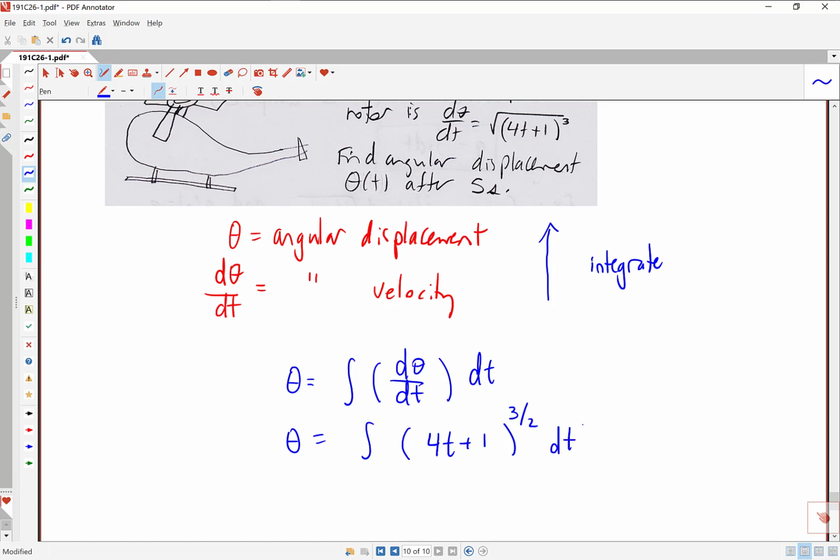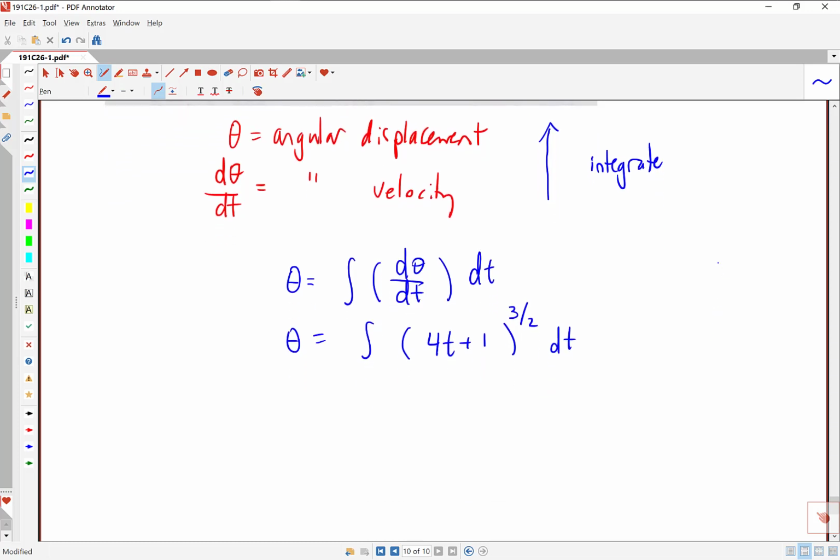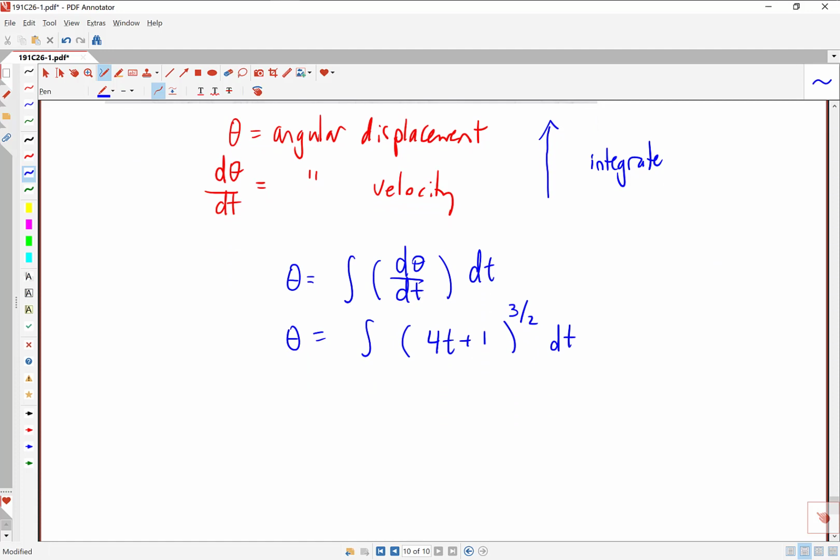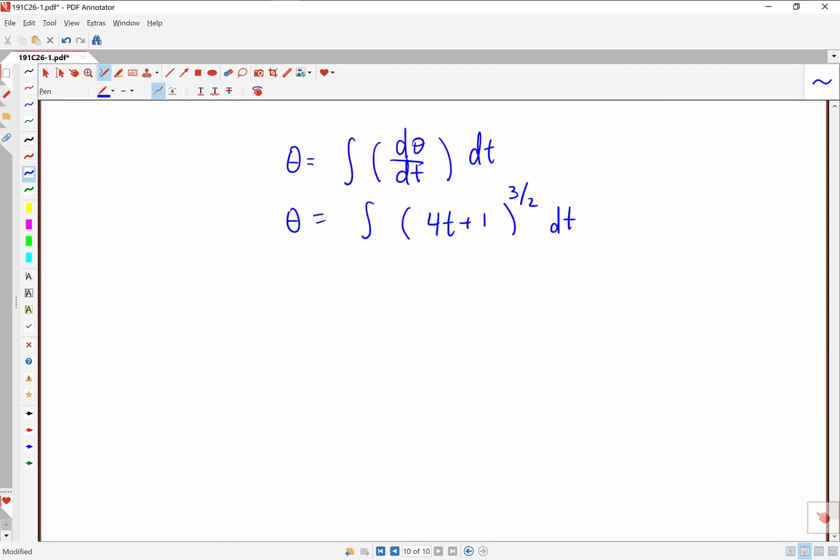And that needs to get integrated with respect to t. All right, now this is going to be a bit of a multi-concept problem because we actually need to do a substitution here to get this integral figured out. So let's substitute the quantity that's being raised to a power, which would be 4t plus 1. du by dt would be equal to 4. So in other words, du is equal to 4 dt.